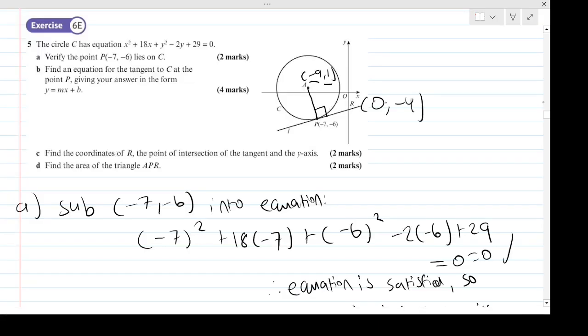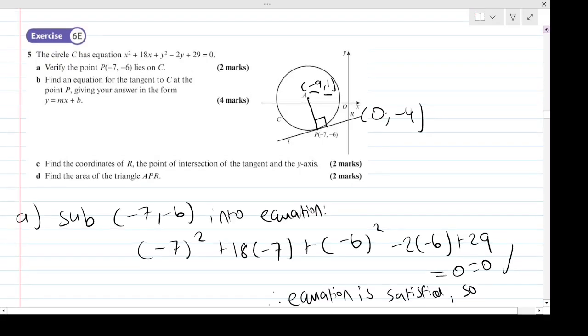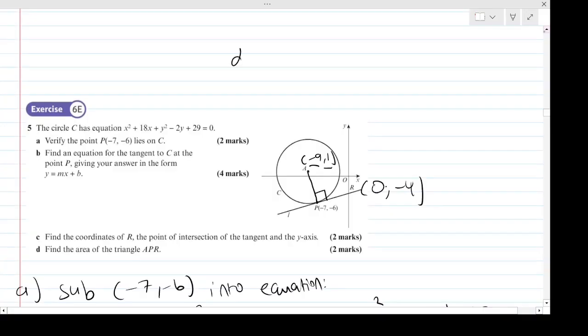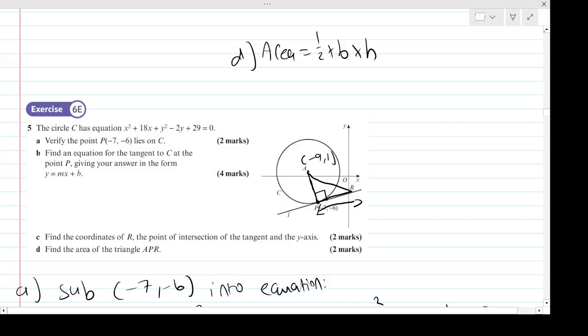Cool, then part D lastly is saying find the area of triangle APR. I'm going to do that probably up here. So again, if I draw the triangle APR on the diagram I have, it's going to be A to P there, then P to R, then R back to A. So I get a triangle. Then the area of a triangle is a half times base, b, times height, h. Now again, the base is going to be down here, right? What's the distance between P and R?